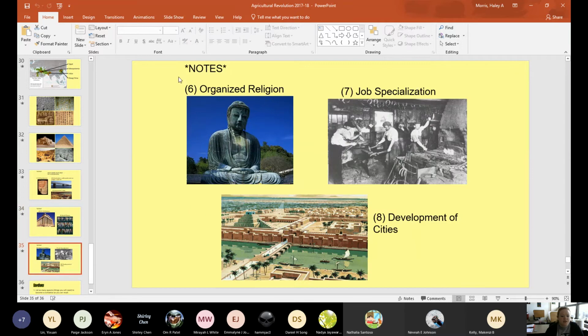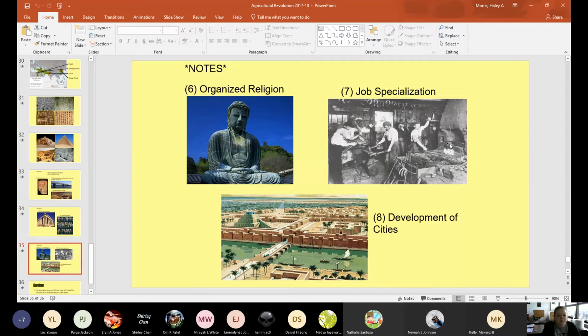Six, organized religion. Like I said, people would start to organize religion as ways of understanding and explaining things that were already happening in nature. So they developed these beliefs about why these things happened, why they occurred, and that became their religion. And then religion spreads, and that's another topic that'll be covered later.